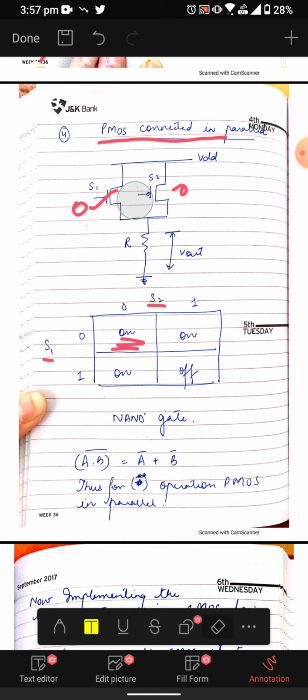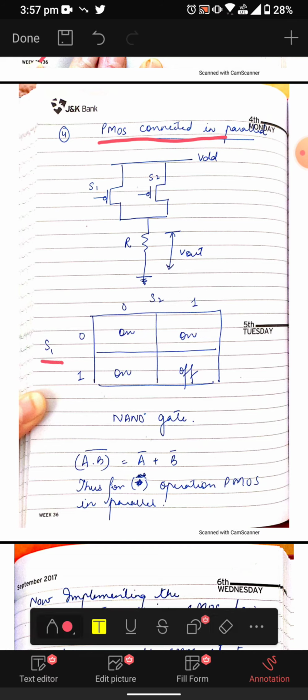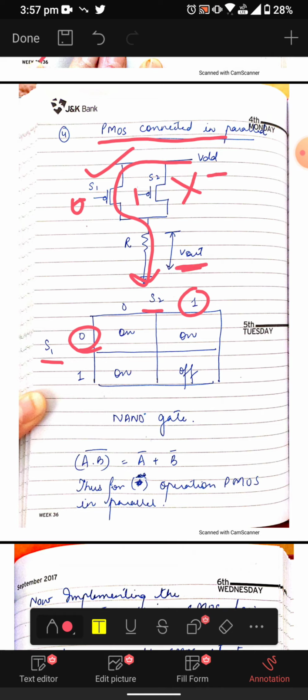Okay. Now let's say S1 is 0 and S2 is 1. S1 is 0, here 1. It is 0, this is on, this is off. But VDD will be shorted to Vout through S1. So Vout पे मुझे क्या मिलेगा? I'll get VDD through which transistor? Through transistor S1 which is on. So I'll get Vout पे मुझे on मिलेगा.